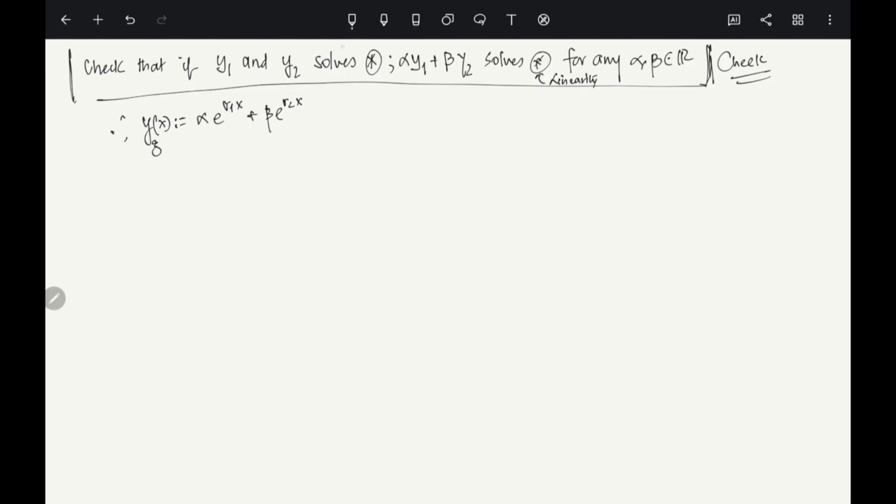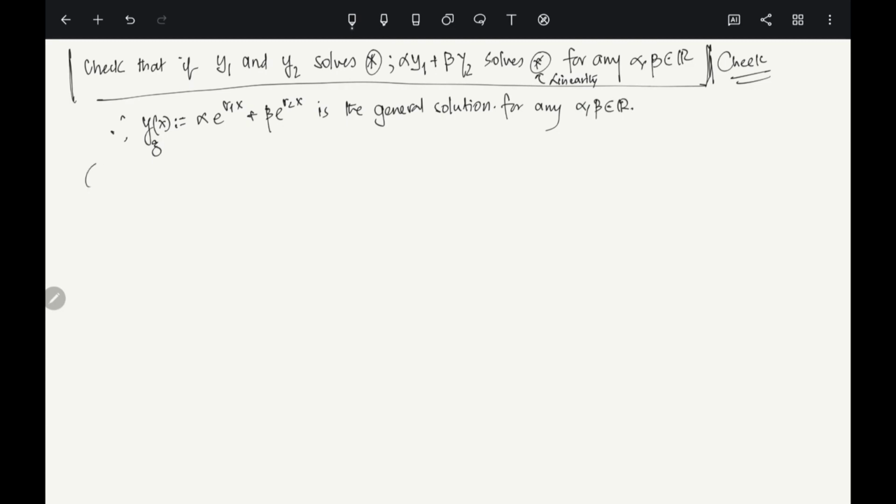Let us write it like this, is the general solution. What do I mean by general solution? I mean that all possible solutions of this equation have to look like this. There is no other way. Okay, for any alpha, beta in R.